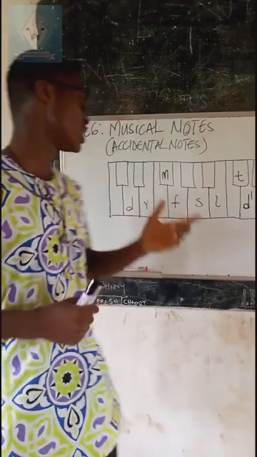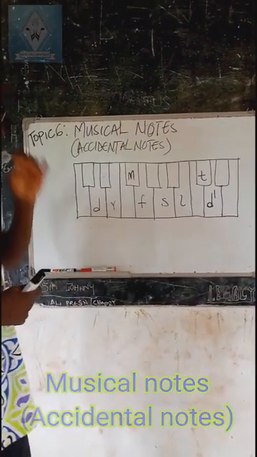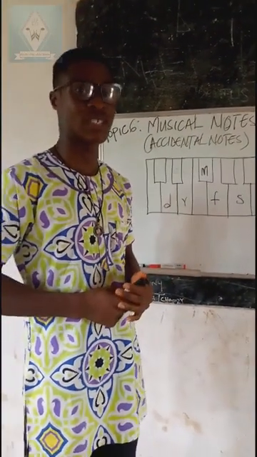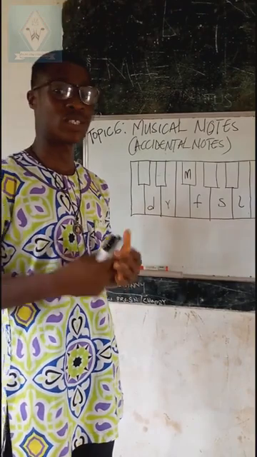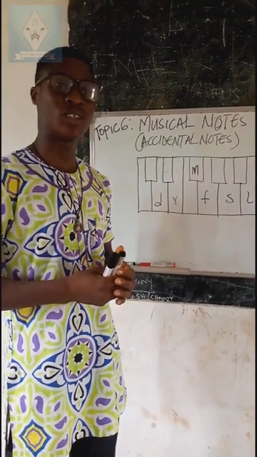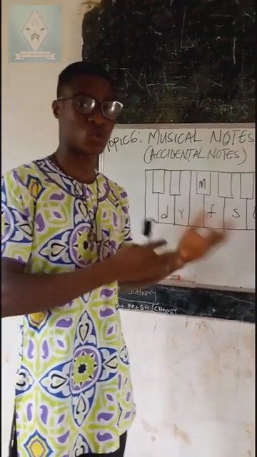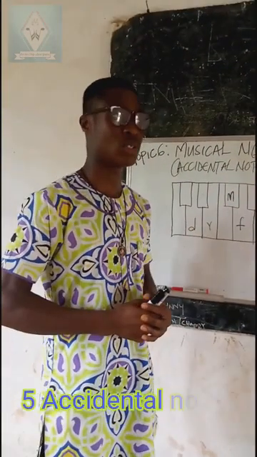Our topic for today shall be musical notes, accidental notes precisely. Now, like the accidental keys, there are also 5 accidental notes. We said we have 12 musical notes and there are 7 natural. So removing 7 from 12, we are left with 5. So there are 5 accidental notes.